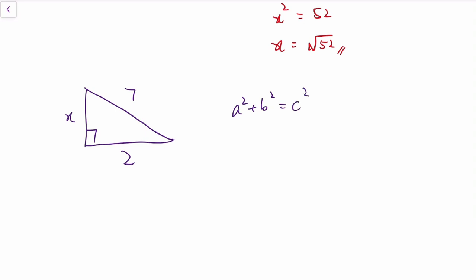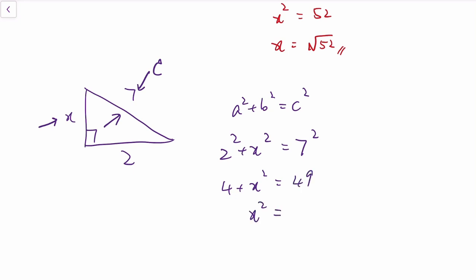But this time be careful that the unknown is not c, right? The side opposite to the right angle is c. So it's the 7, that's the c. So a and b don't matter. So I'll put a as 2, b as x. 2 squared is 4. 7 squared is 49. Then you minus, then you get what? 45. So x is root 45. Okay, which again is not a nice number.